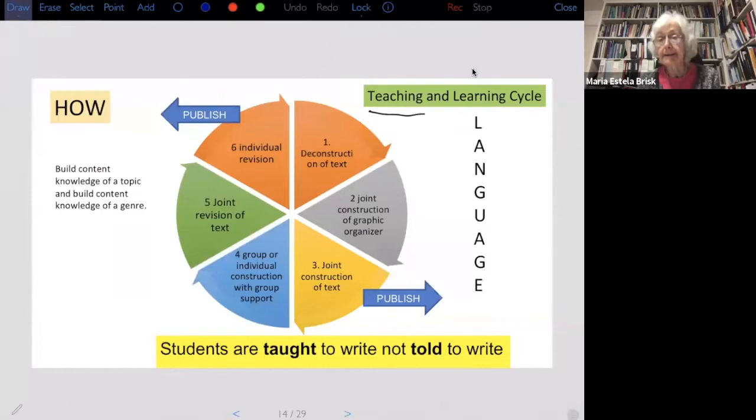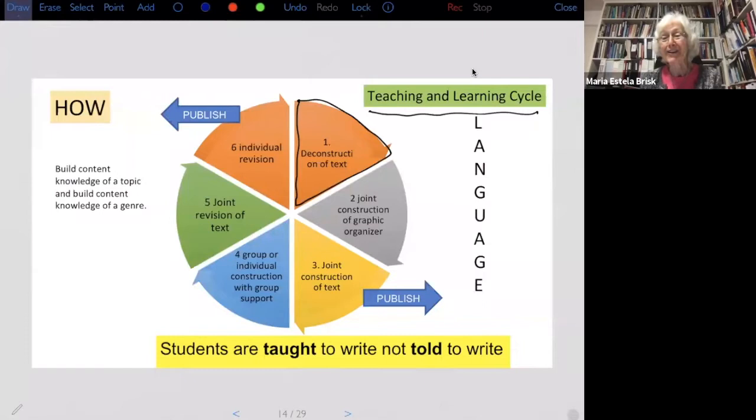This is the modified teaching and learning cycle based on my research with teachers and work with teachers for the last 15 years using this approach. And the cycle starts by deconstructing text. That means if you want to learn how to write an argument, you work with the students looking at arguments that an expert writer has done, and you look at what the purpose is, what are the stages, or how is it structured.